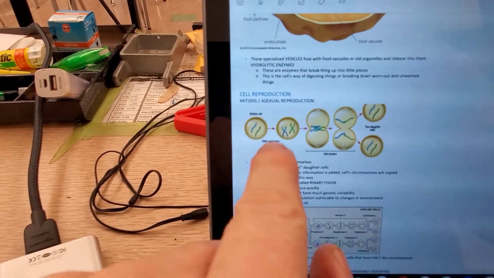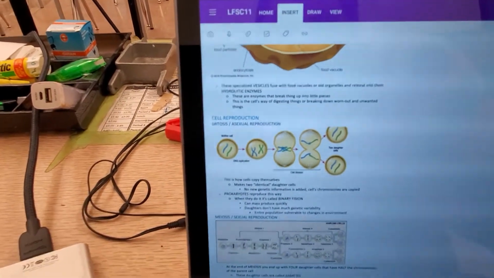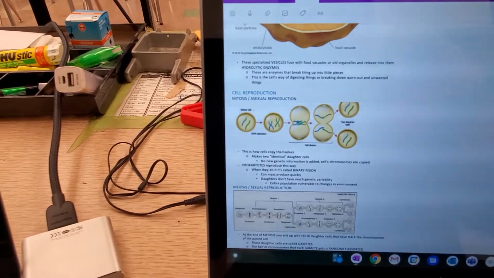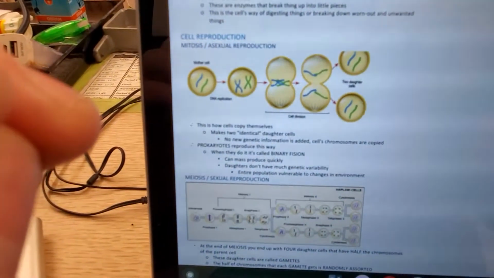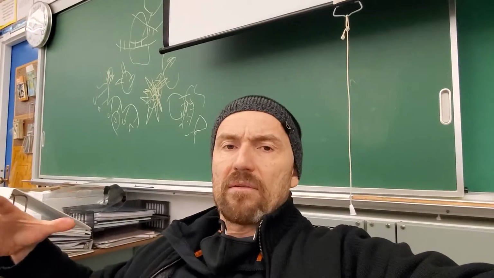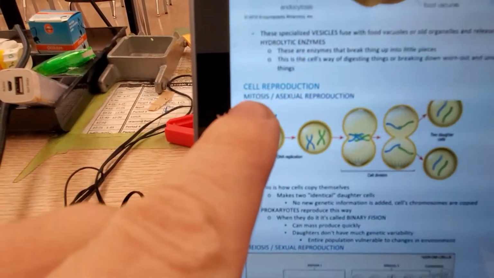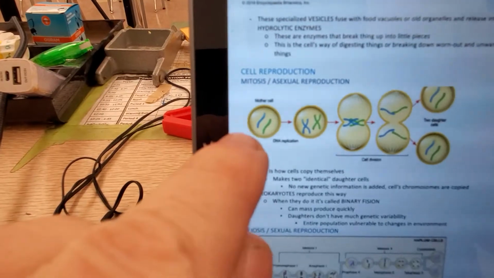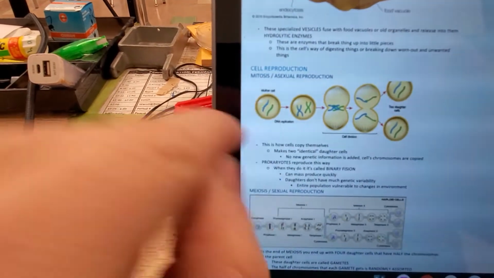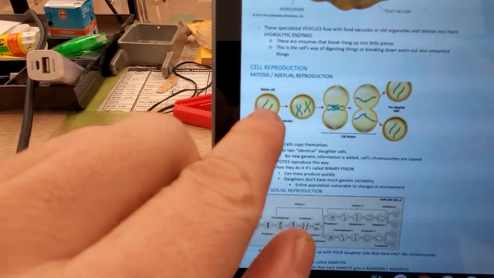Single-celled organisms can carry out asexual reproduction. Prokaryotes like bacteria, that's what they do. They eat, they get bigger, they get worn out, and then it is time for them to reproduce. And what they use is this process called mitosis. What happens in mitosis is all of their DNA gets doubled up.